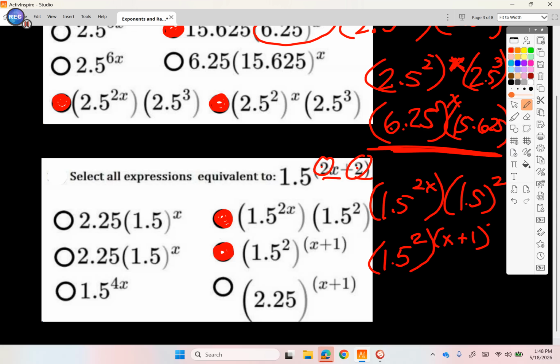And now we just have to simplify the exponent portion. 1.5 to the second power, 2.25. So these are the only 3 answers that are available here. All right, let's keep it moving.